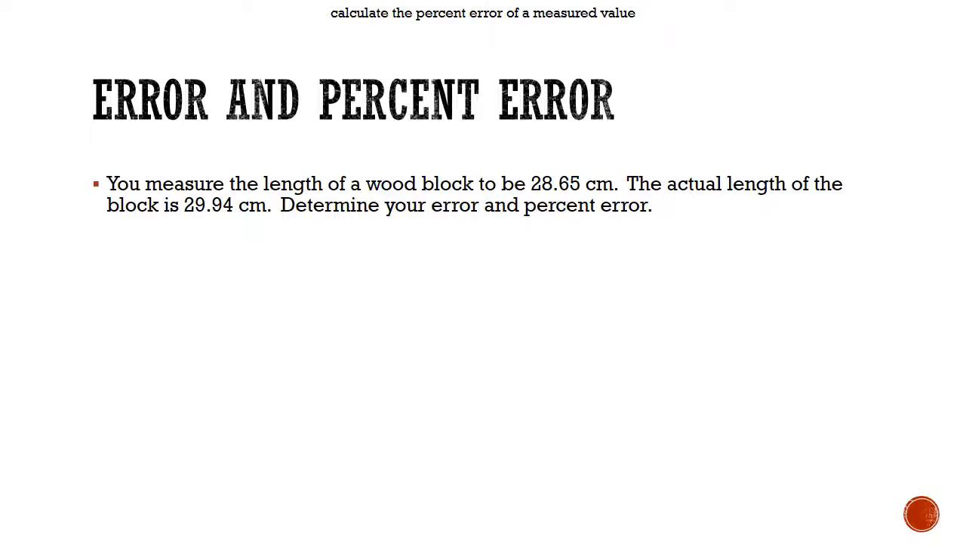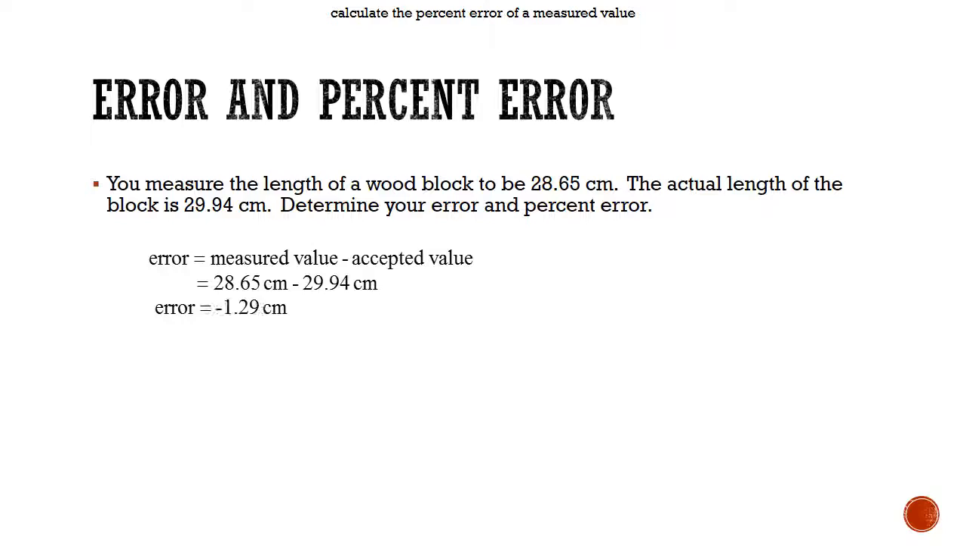So let's look at how we use those calculations in an example. So let's say you measure the length of a wood block to be 28.65 centimeters. The actual length of the block is 29.94 centimeters. Determine your error and percent error. So error, we take the measured value minus the accepted value. Well, here your measured value is 28.65 centimeters. We subtract the 29.94 centimeters, and your error is a negative 1.29 centimeters. The fact that your error is negative means that your measured value was too low.